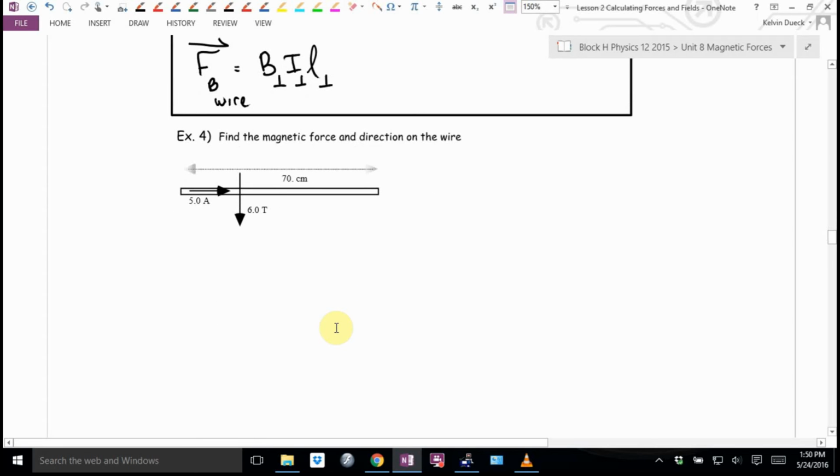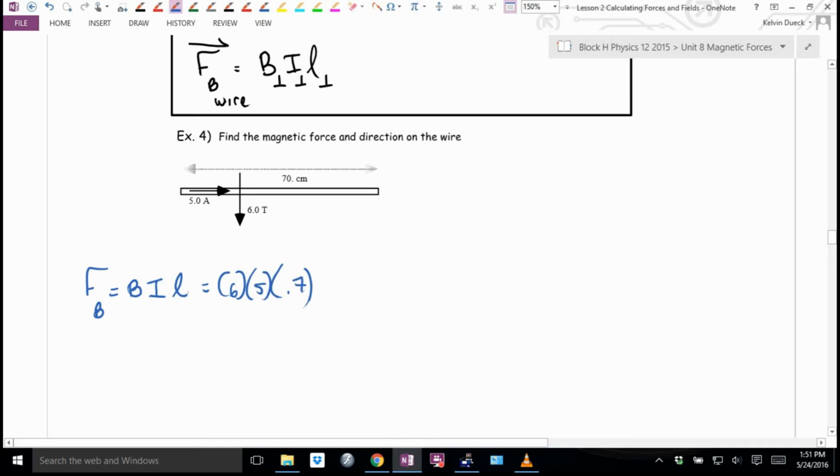So find the magnetic force and the direction. Here's a wire. It's carrying 5 amps of current. The wire that's inside the magnetic field is 70 centimeters long, and the magnetic field, pretty big, 6 Teslas. BIL. Dale, what's the magnetic field? 6. What's the current? 5. That's amps. What's the length? Don't say 70. 0.7. Thank you.